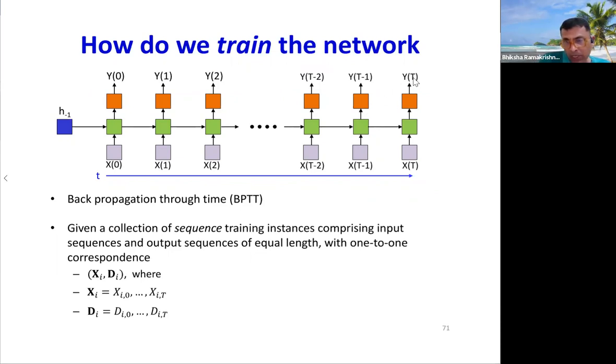We're going to use backpropagation through time to compute the gradients. We start with a collection of sequence training instances, where each instance includes an input sequence and a desired output sequence, and these two are of the same length. They must be of the same length because we are speaking of a time synchronous network. And we're going to stay with time synchronous networks as our basic platform, because it turns out that many of the other models can be explained in terms of time synchronous networks.